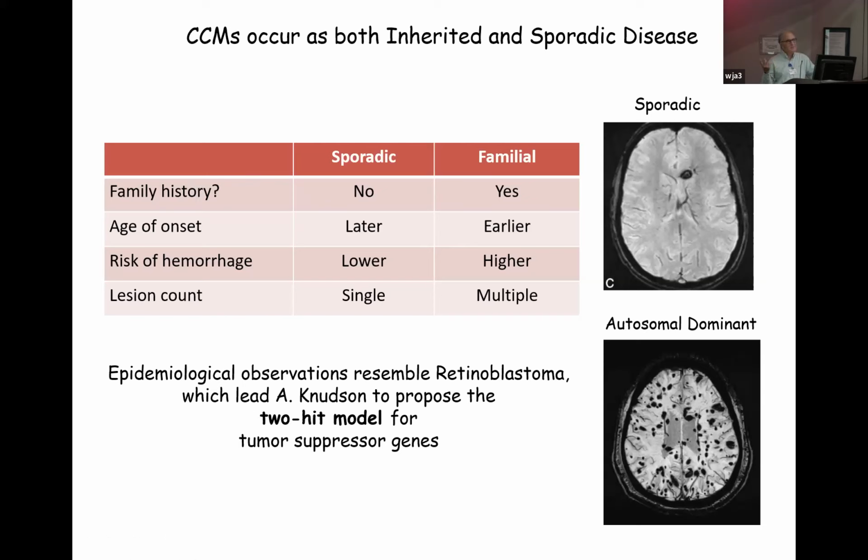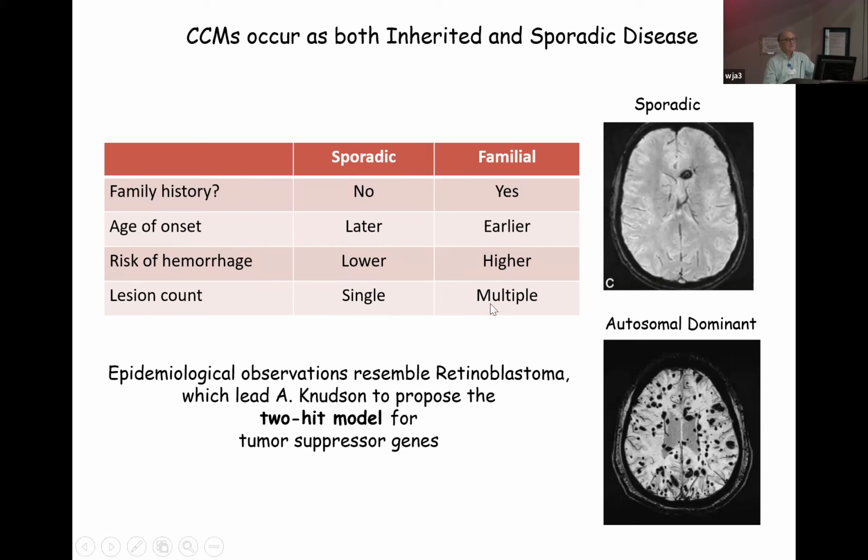I told you that it comes in sporadic and familial forms. The sporadic forms, with no family history and no genetic mutation, are almost always a single solitary lesion. So here's an MRI image, and they have certain clinical outcomes. But the main point is that the autosomal dominant forms often are associated with a huge number of lesions. Look at this. This is amazing.